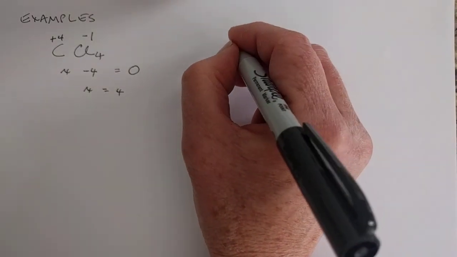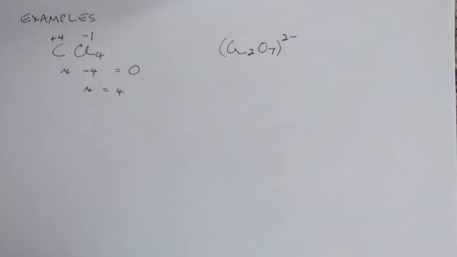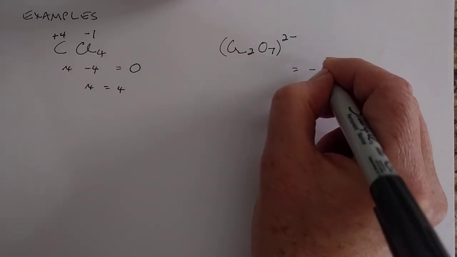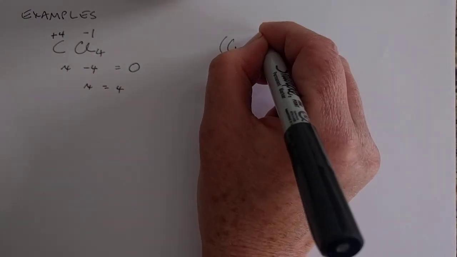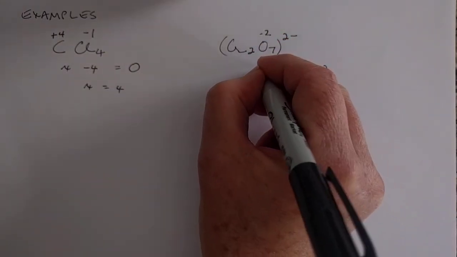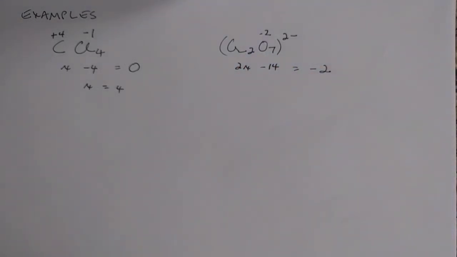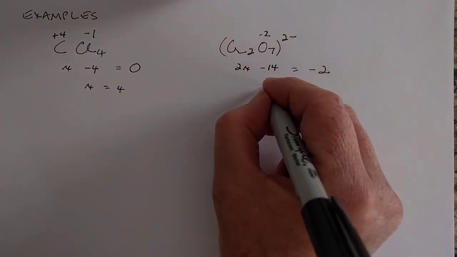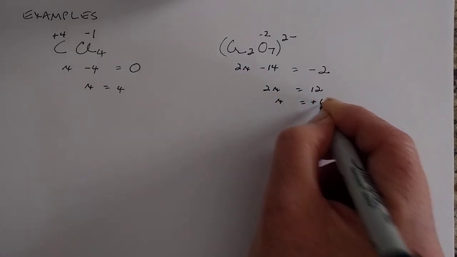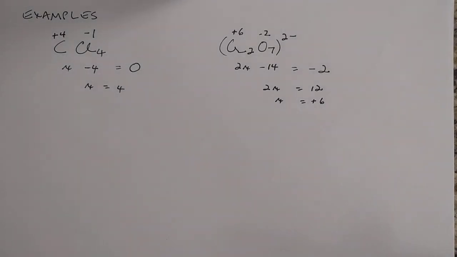All right, our next example, we'll do the dichromate ion, Cr2O7 with a 2- charge. So now the sum of our charges has to equal -2. Oxygen is not in those exception categories, so it will be -2. -2 times 7 is -14. There are 2 chromiums. So we have our equation 2x minus 14 equals -2. So 2x equals +12, so x equals +6. So each chromium has an oxidation state of +6 in the dichromate ion.